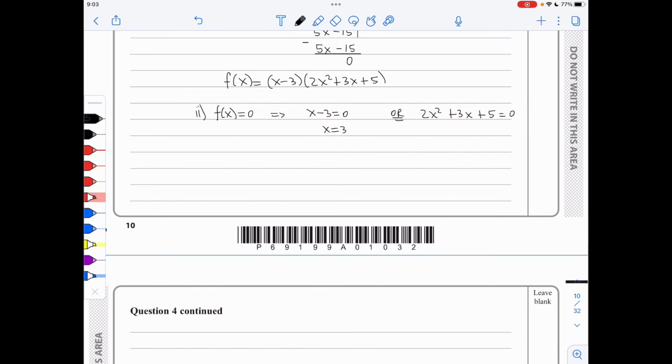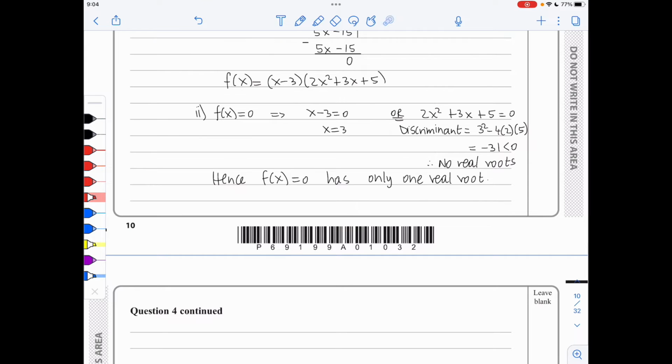So immediately I'm thinking of considering the discriminant. The discriminant is b squared minus 4ac, which gives an answer of negative 31, which is less than 0. Therefore, no real roots on this part, and hence I can conclude that f of x has only one real root. Whenever you're doing the discriminant, remember you need to explicitly compare with 0 in order to conclude that you have no solutions, so that you justify your conclusion.